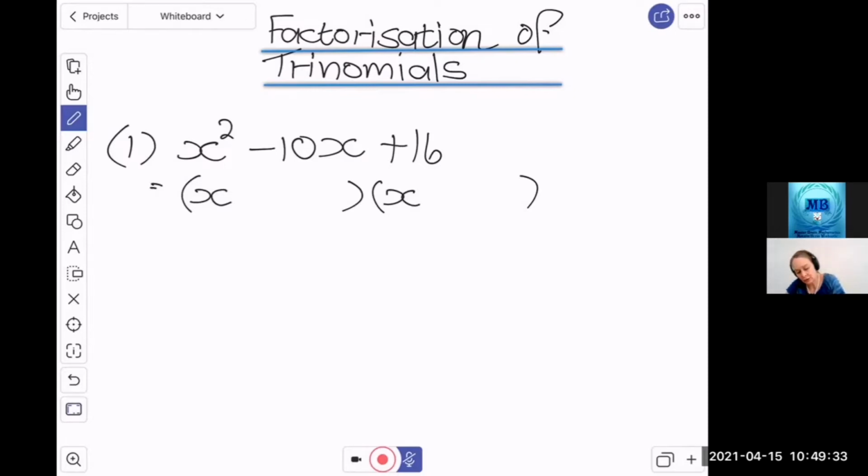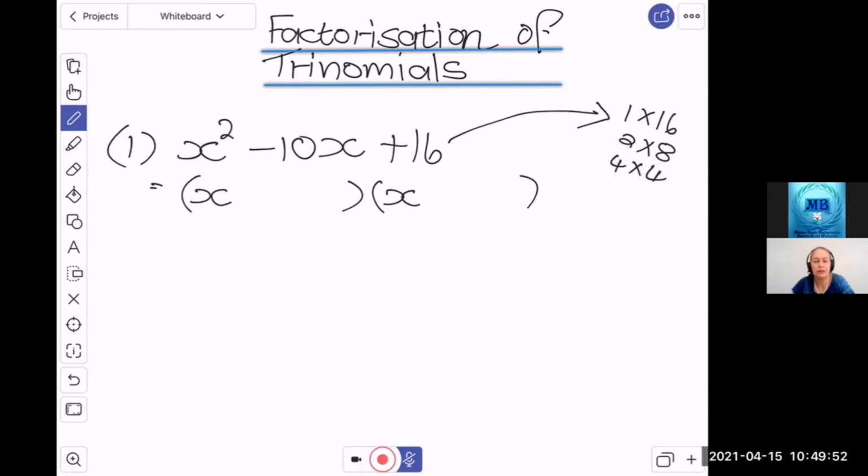So in this case, we will have a look at plus 16. We'll go have a look at 1 times, 2 times, 3 times, etc. So we will have 1 times 16. We will have 2 times 8. There's not a 3 times something, there's a 4 times 4, and so on.